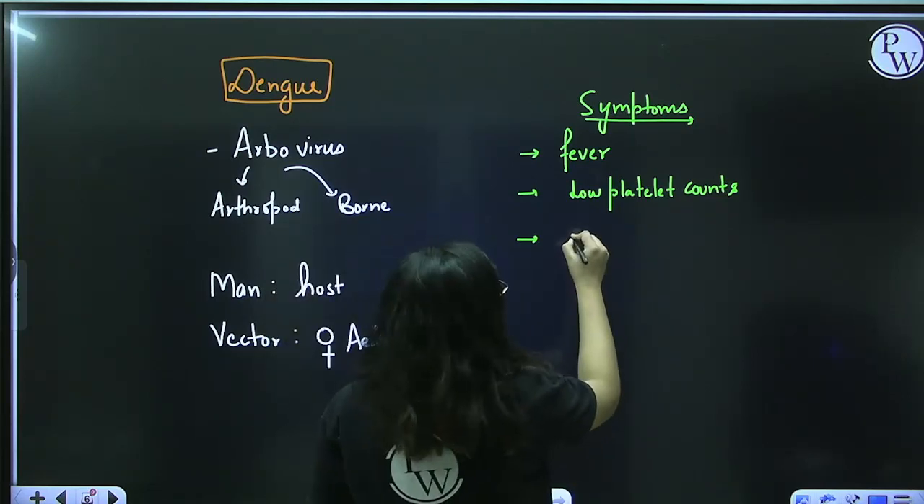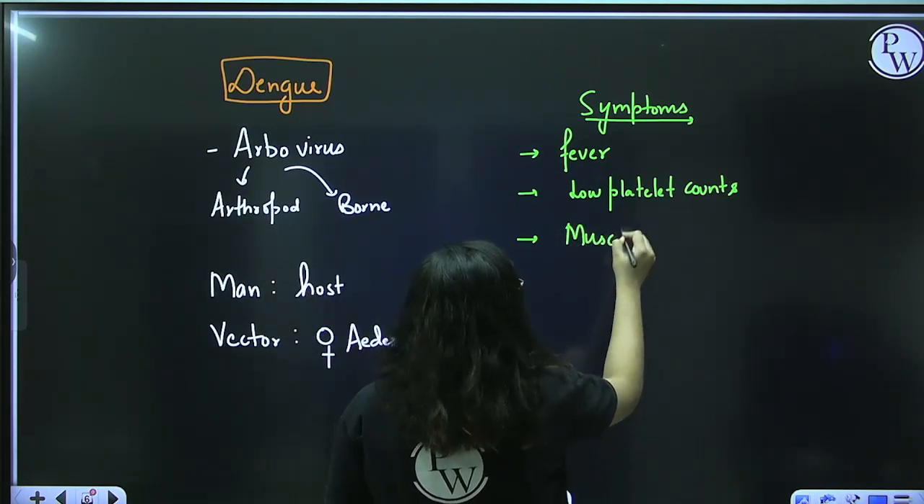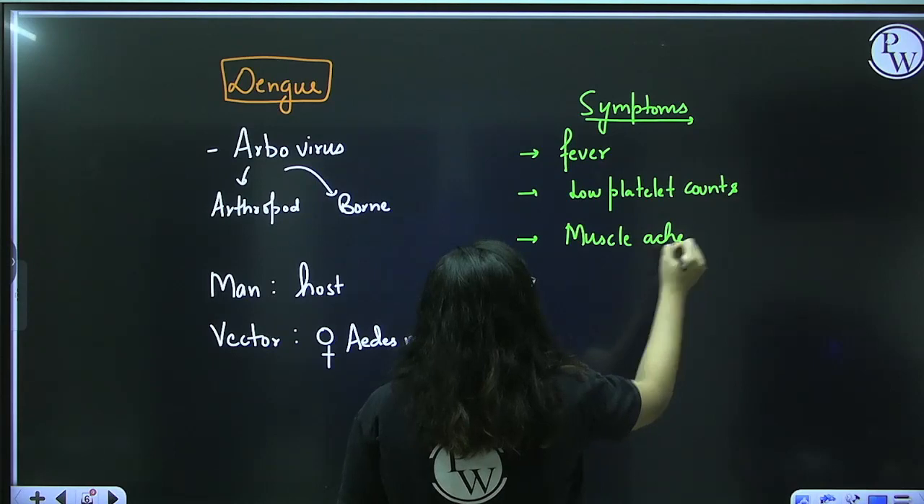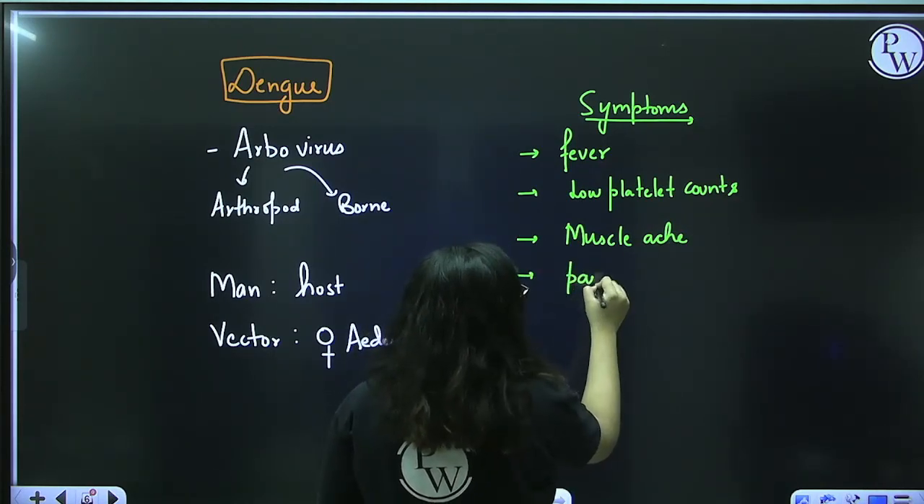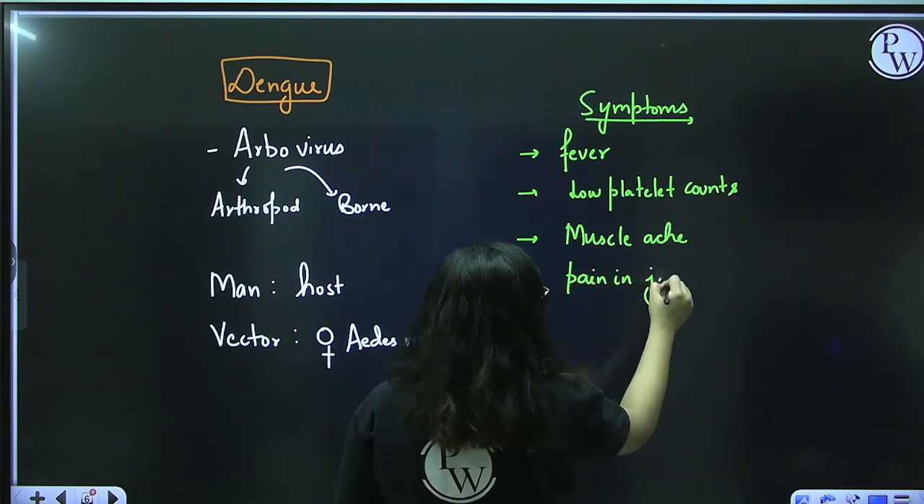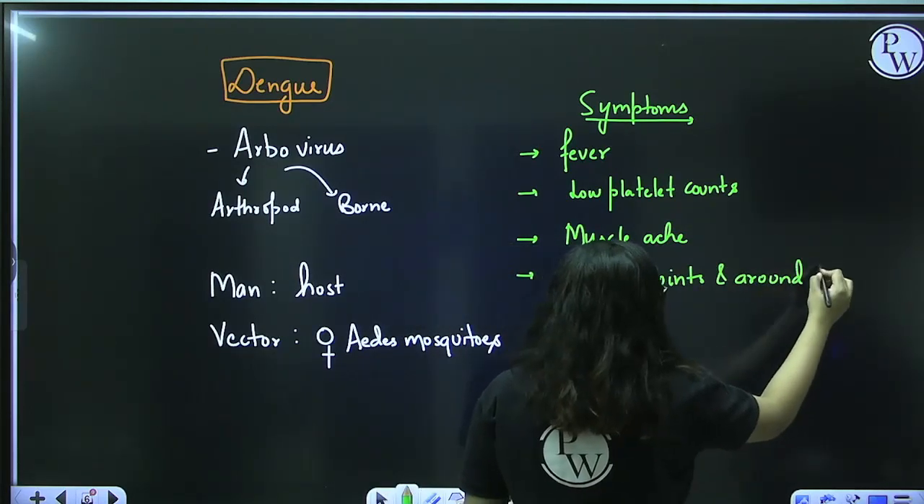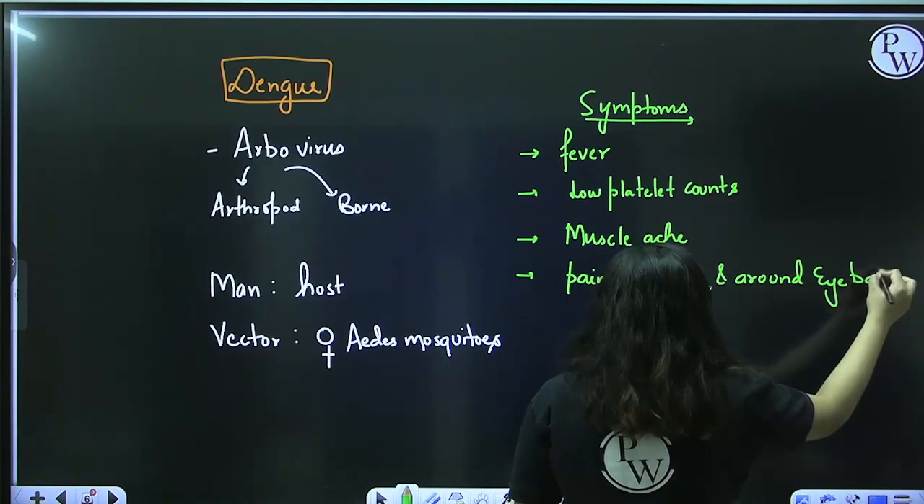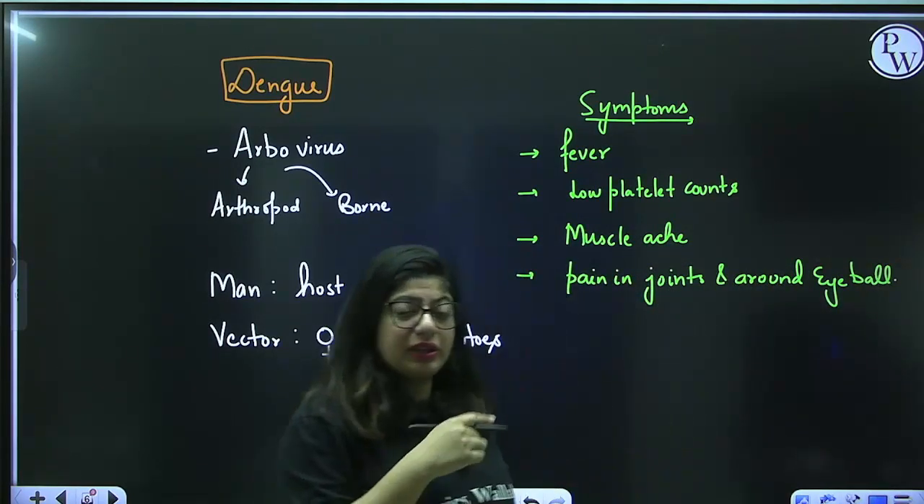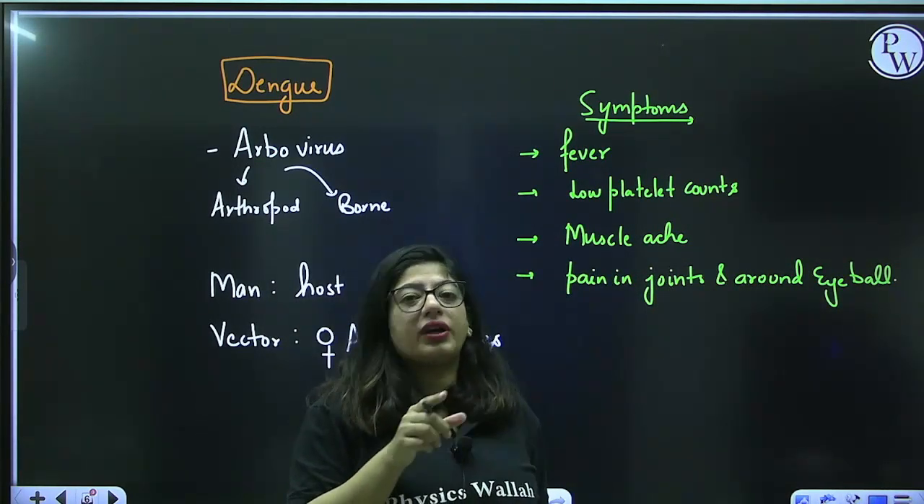Another symptom is muscle ache. Your entire body will show a lot of pain. There will be pain in the joints and around the eyeball. Normally in fever we do not have pain around the eyeballs, but in this case we have pain in the joints and the eyeball.